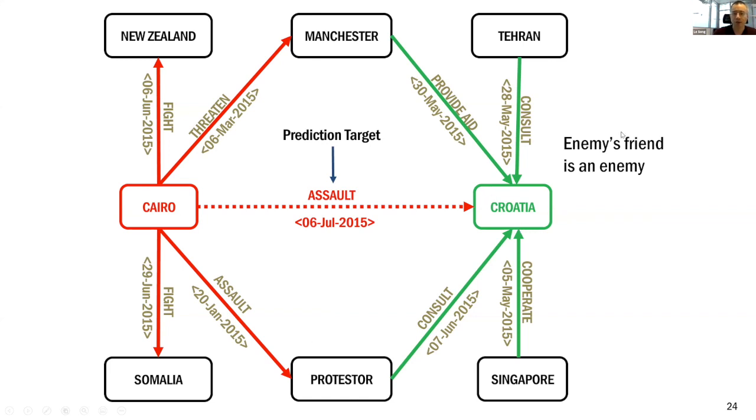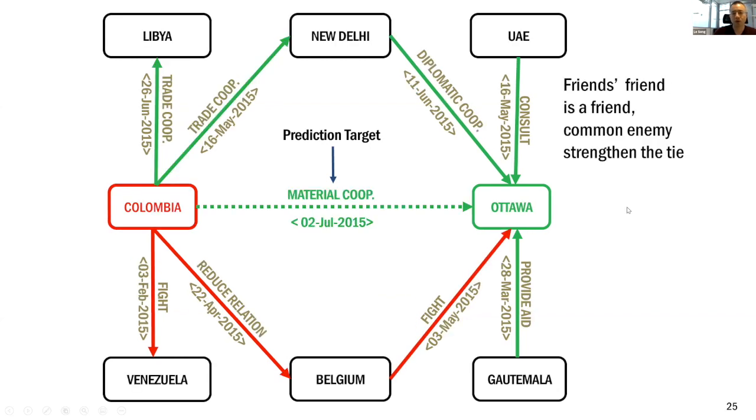Okay, it seems to summarize some of the folklore behavior in social networks, where the enemy's friend is the enemy. So you can look at more complex graph patterns. In this particular case, it's some kind of cooperation behavior. First, this node, Colombia, has some trade cooperation with New Delhi, a city in India. And then New Delhi has some diplomatic cooperation with Ottawa. And there's another path in the past where Colombia has reduced its relationship with Belgium, and Belgium has some trade fight with Ottawa. There's a positive path and a negative path. It reinforces this prediction that there may be a positive connection between Colombia and Ottawa.